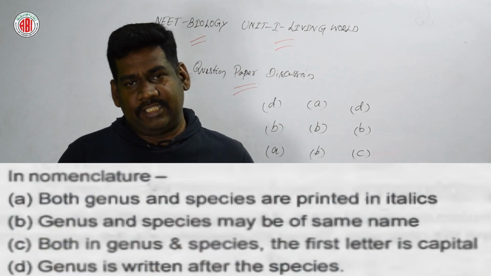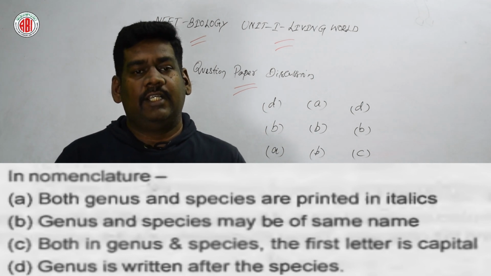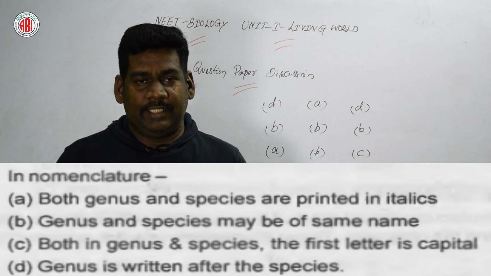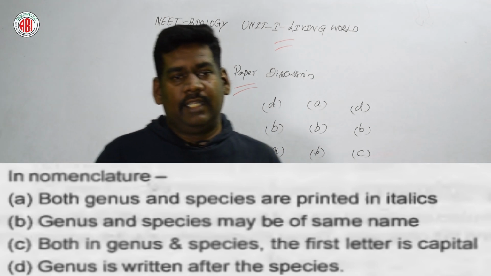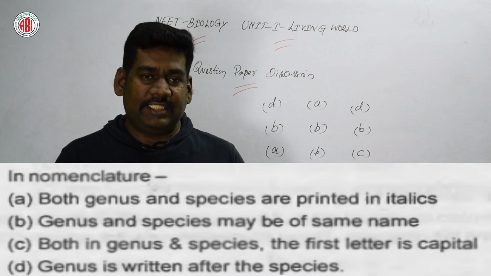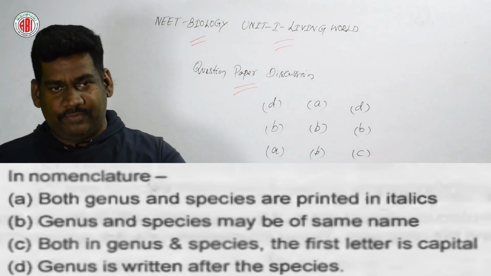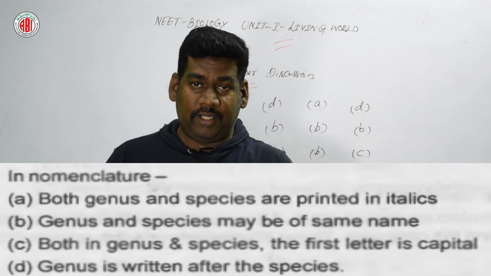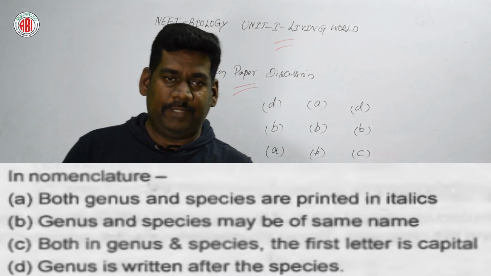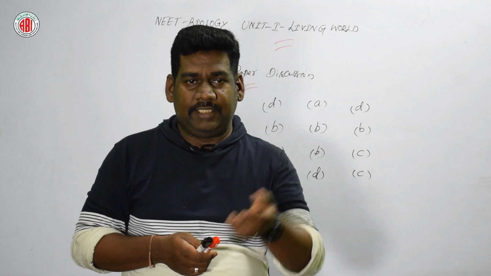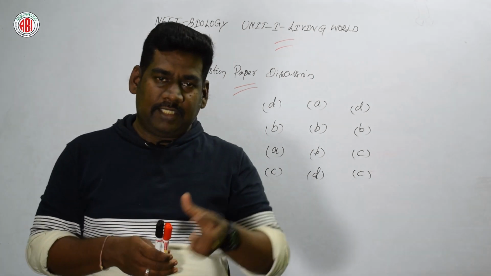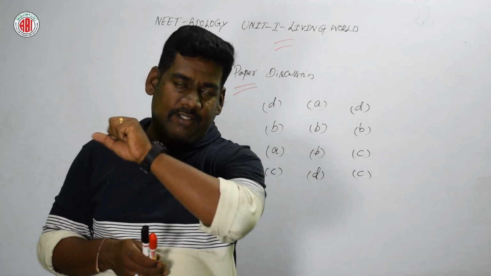In nomenclature, here are four different options given. Both genus and species are printed in italic form. Genus and species may be of the same name. Both genus and species, the first letter should be in capital, and genus is written after the species. If you see the rules and regulations for binomial nomenclature, B, C, D are not obeying these rules when compared with option A. So the right answer for this question is option A. Both genus and species are printed in italic form or italic font.